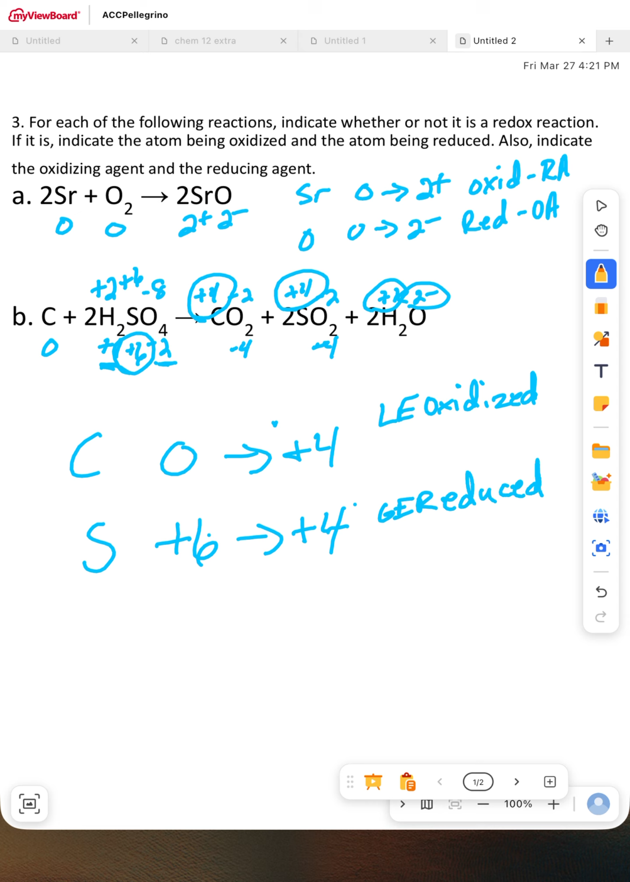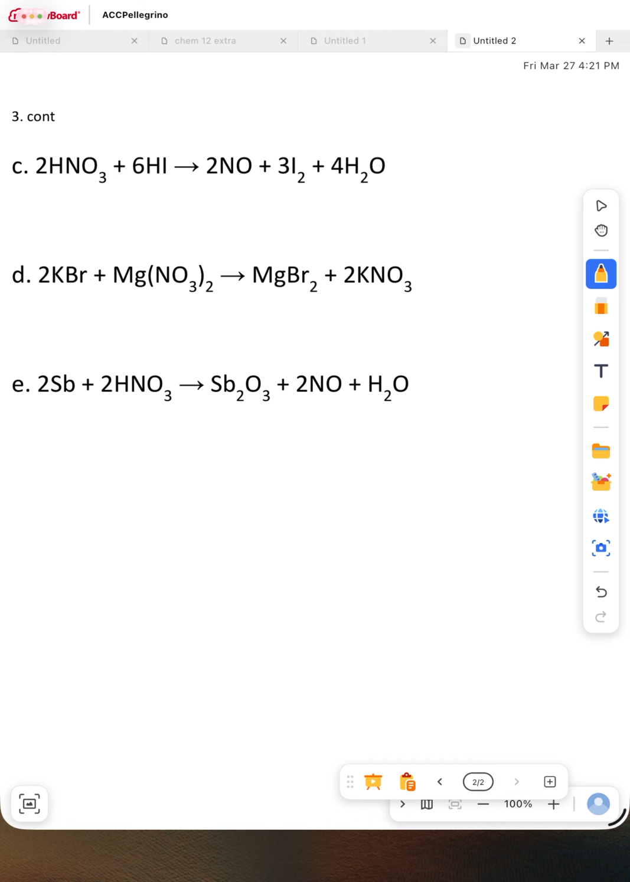The carbon was oxidized. The thing that is oxidized does the reducing, so it's our reducing agent. The sulfur was reduced. The thing that's reduced does the oxidizing, so it's our oxidizing agent. So the answer would be yes, it's a redox reaction. Carbon was oxidized and is a reducing agent. Sulfur was reduced and is an oxidizing agent. All right, I've got the other ones on a separate slide just to give me more room.